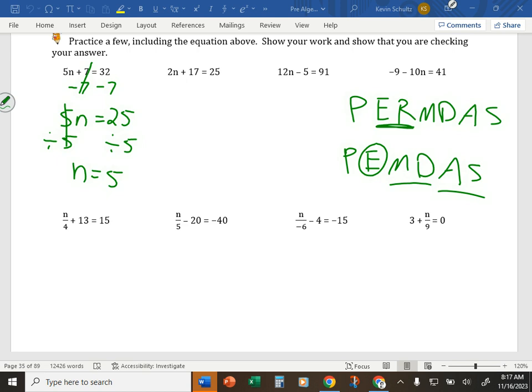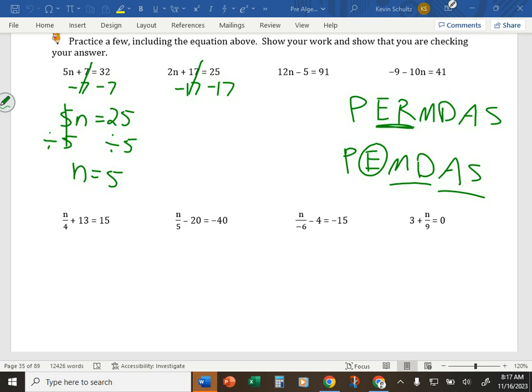Okay? Let's look at the next one. 2n plus 17 equals 25. Very similar setup here. What is our first step going to be? Aiden: Subtract 17. Start with the addition and subtraction. Start with that constant, which is what that number is called. It doesn't have a variable. And we're going to be subtracting because that's the opposite of adding. Right? Great job. Thank you.